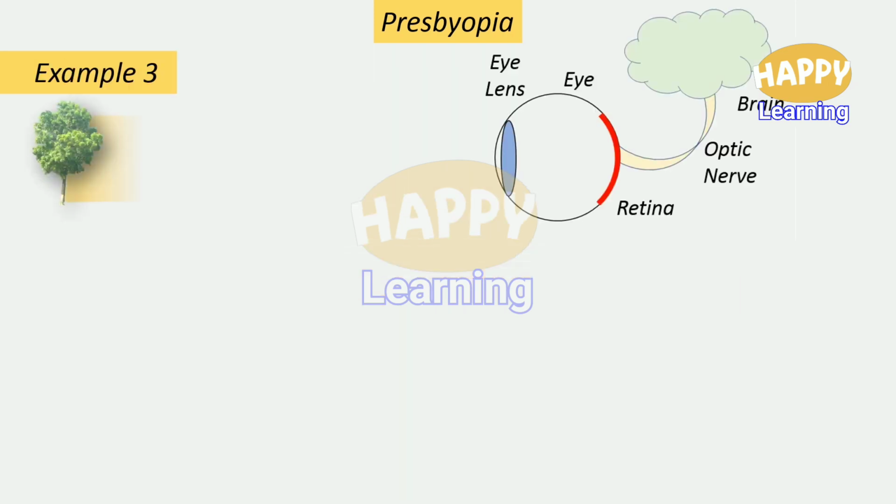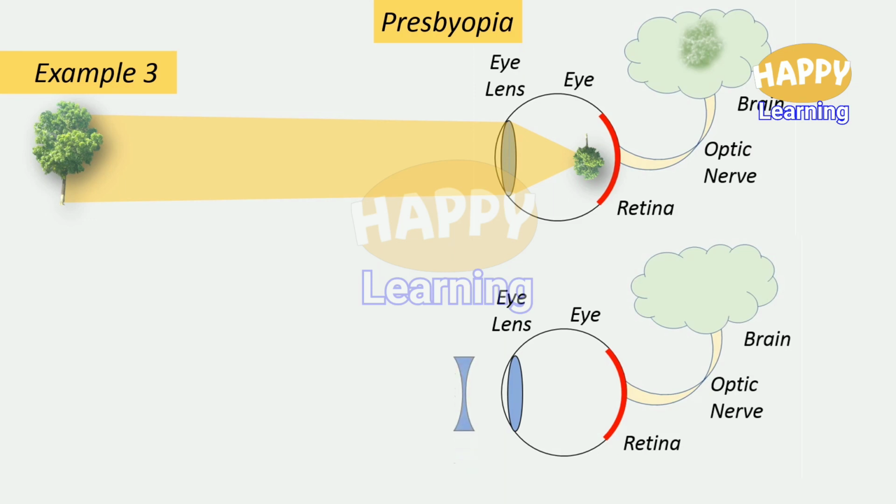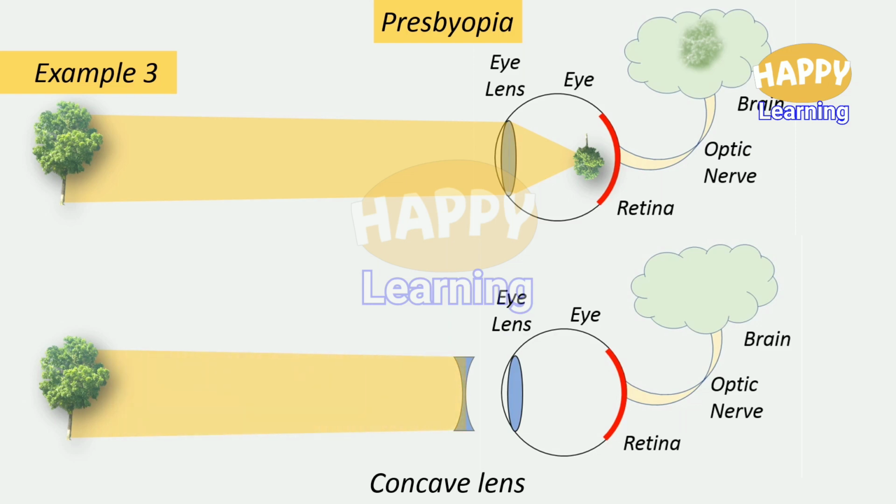Example 3. The rays coming from a distant object are converged to a point before the retina and the picture is blurred. When a biconcave lens is introduced in front of the eye, the rays are first diverged by the concave lens and then converged by the eye lens. Finally, the image is formed on the retina and the picture read by the brain is clear.